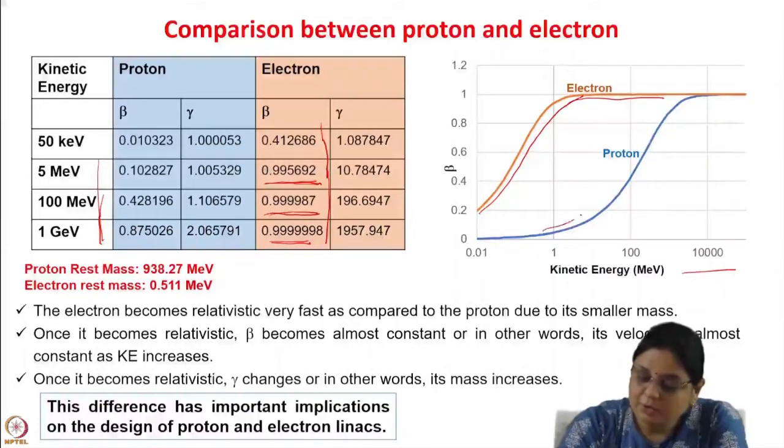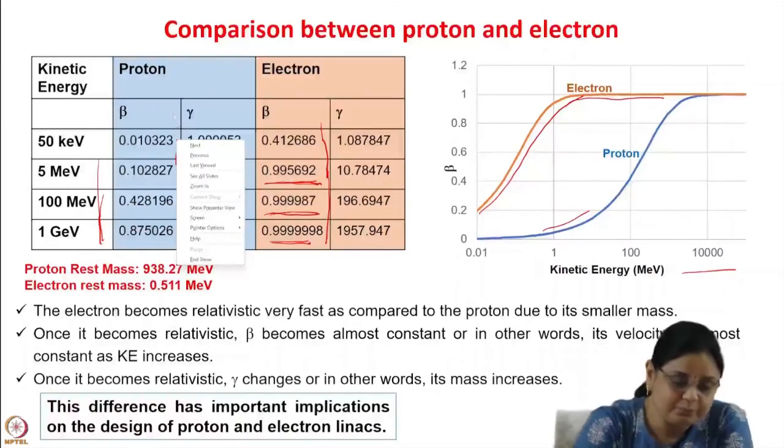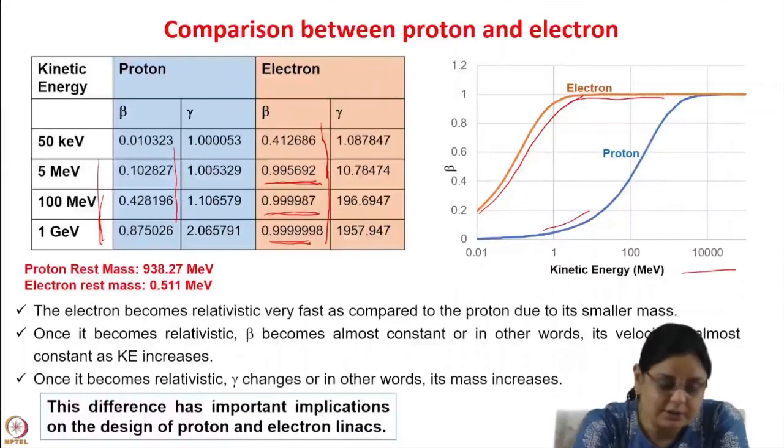For the proton, on the other hand, if you see the beta from 50 keV to 1 GeV, it has still not reached 0.99 or close to the velocity of light.